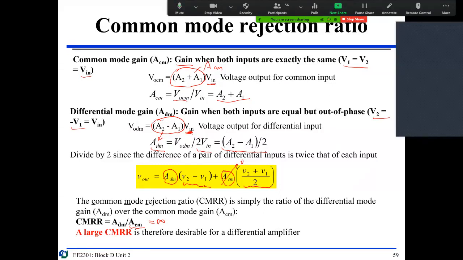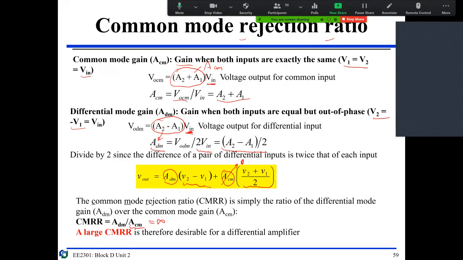rejection ratio. R is rejection and ratio. So the larger the CMRR, the better. When you buy a differential amplifier, you should check the CMRR. The higher, the more expensive, actually. So of course, ideally, the CMRR is infinity. Ideally, this term should be 0. So that's why I'm saying, in practical, non-ideal op amps, your CMRR is a finite number. Maybe it's 10 to the power of 5, but it's a finite number.